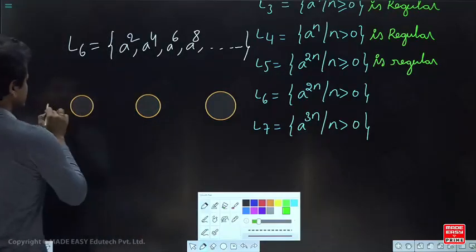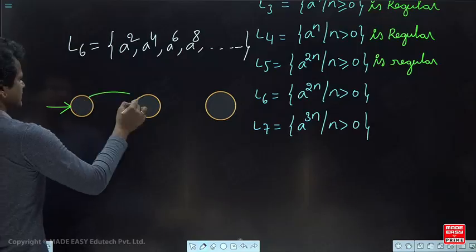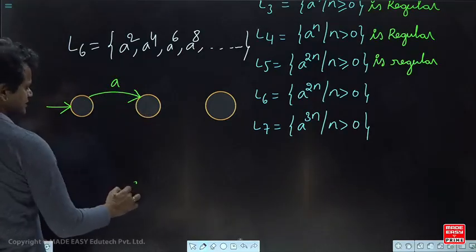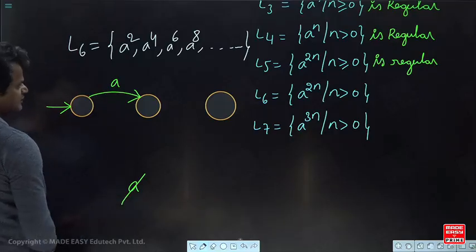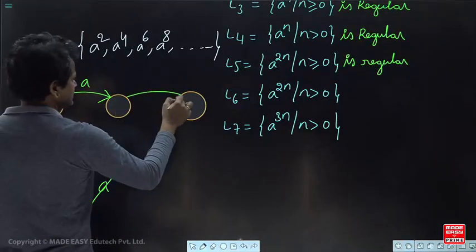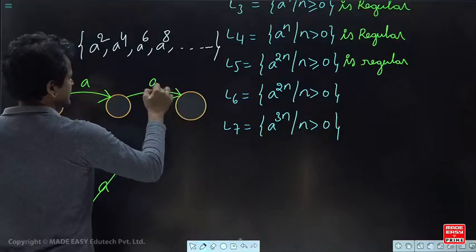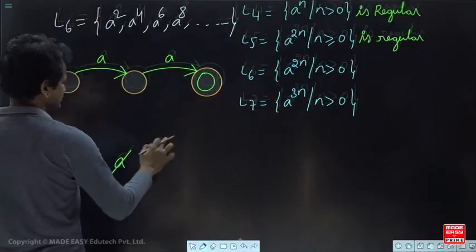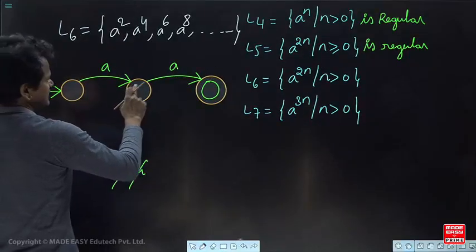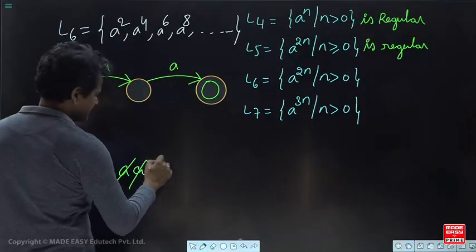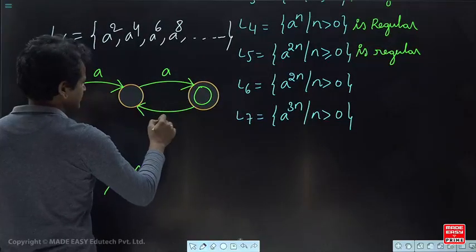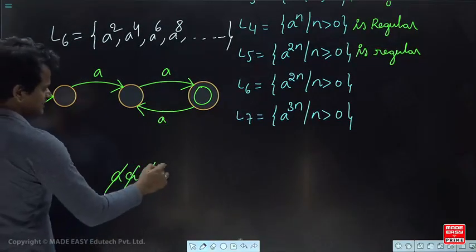So to accept 2 a's, you must have 3 states. From the initial state on a, we will go to the next state, not accepted, because a is invalid. And on the second a, go to final. So a square is valid. First a non-final, second a final, and 3 a's don't accept, come back. Okay. So 4 a's already we are here.